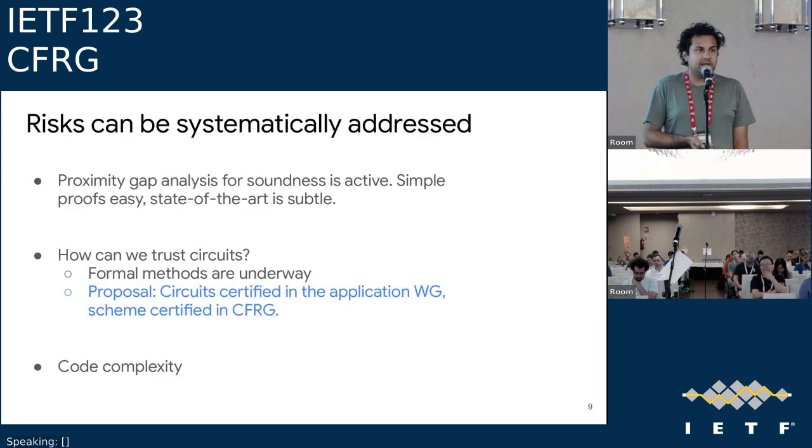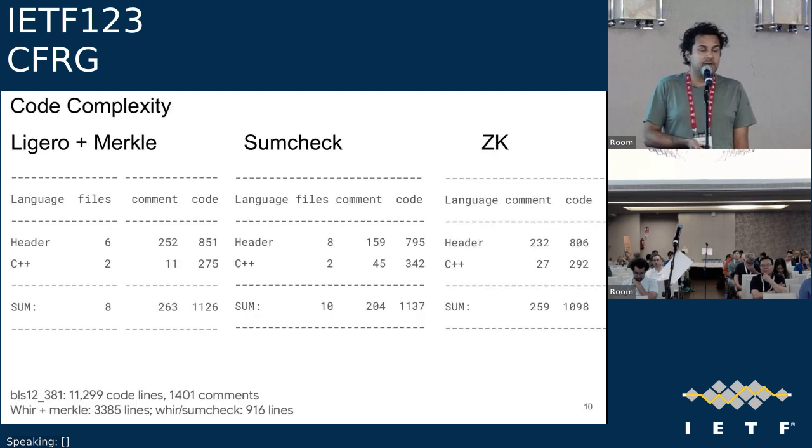Again, the risks to this: there is this research question about proximity gaps. There's a natural question of how we can trust circuits, and there's also code complexity. I wanted to highlight one fact here, which is that just the implementation of the BLS pairing curve is about 11,000 lines. Whereas the complexity of the full zero-knowledge system that we are proposing is less than 3,000 lines, and each component essentially being separately checkable in less than 1,000 lines. So in terms of that, there are some good precedents for this being a simpler solution than other solutions selected by this group as well.